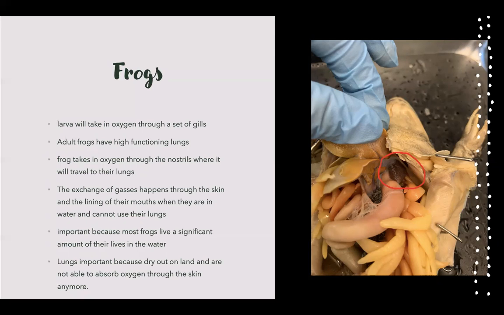Although frogs are able to use lungs for gas exchange, they also use their skin. The gas exchange happens through the skin and the lining of their mouths when they're in water and can't use their lungs. This is very important because most frogs live a significant amount of their lives in water. Their lungs are also important because when they are on land and dry out, their skin is not able to absorb oxygen as well.